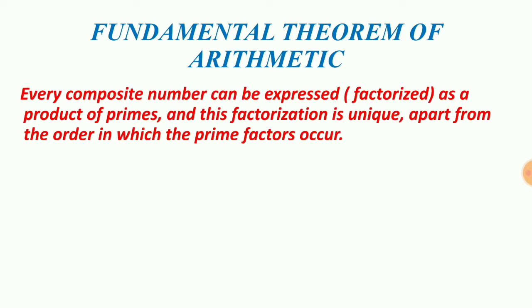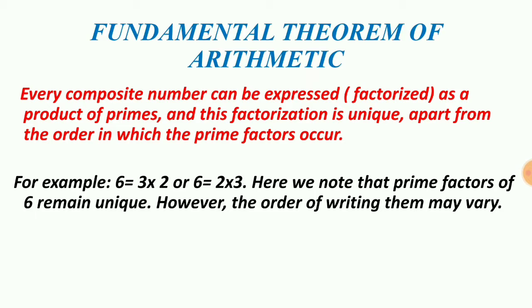We come to a very important theorem, the fundamental theorem of arithmetic. It states that every composite number can be expressed or factorized as a product of primes, and this factorization is unique. This word is important: this factorization is unique apart from the order in which the prime factors occur.